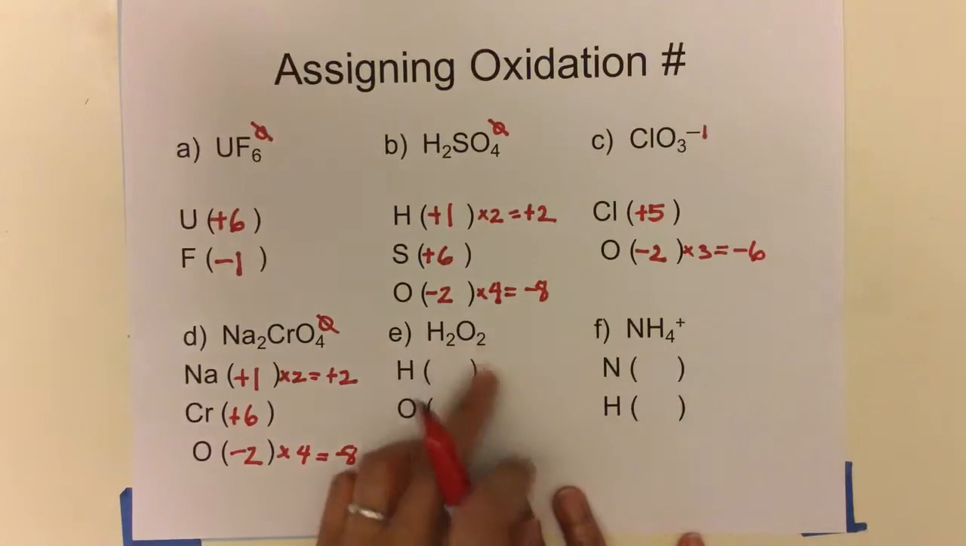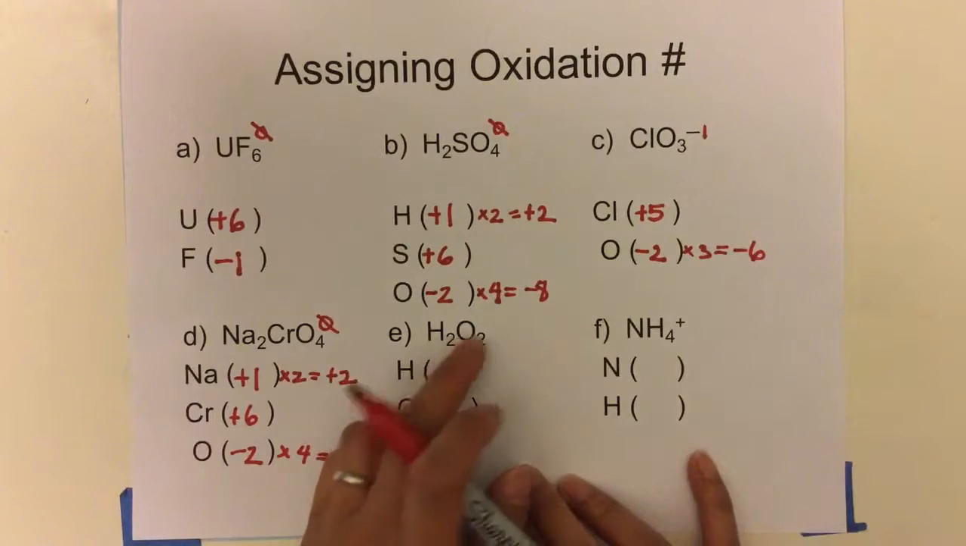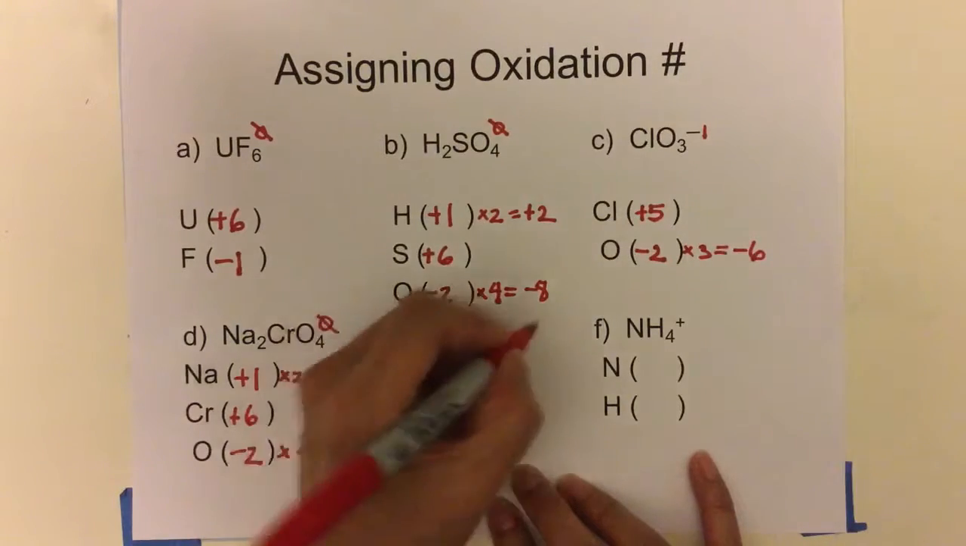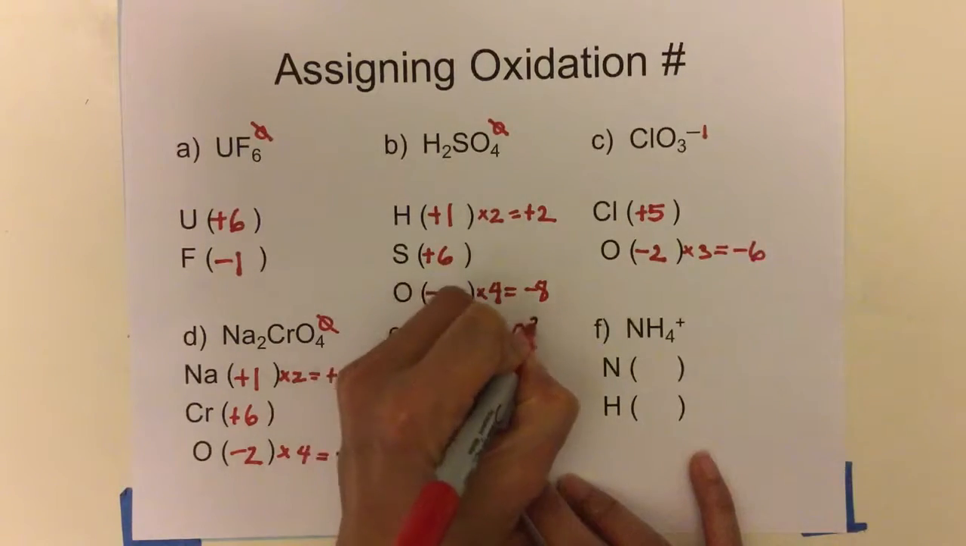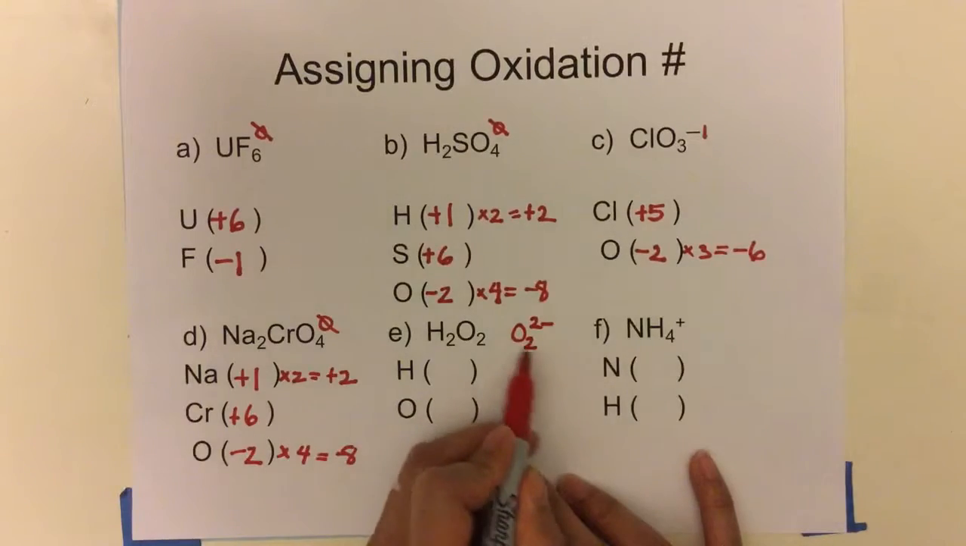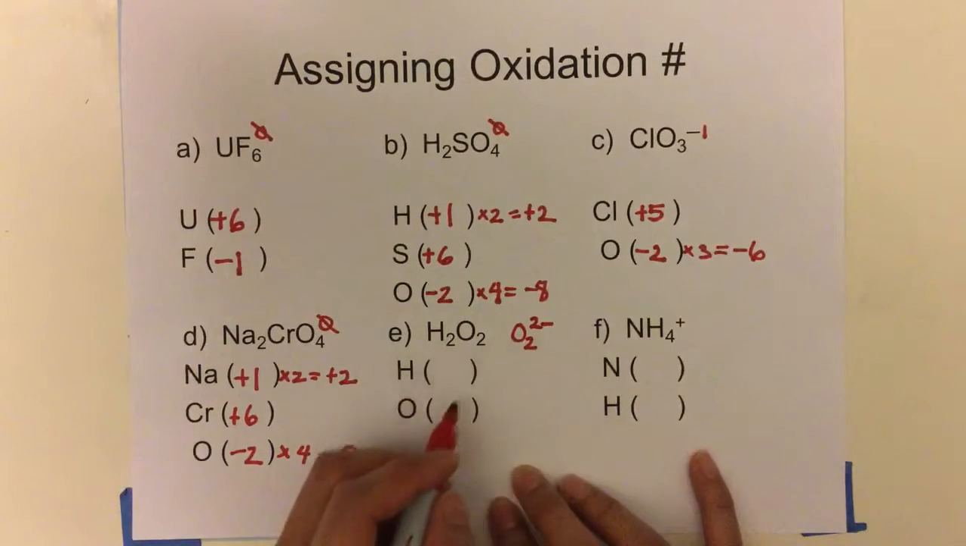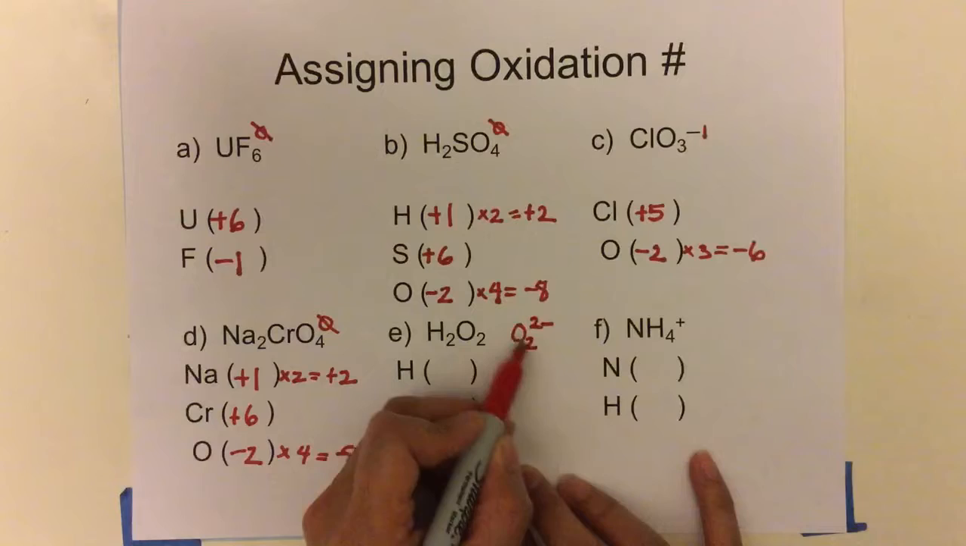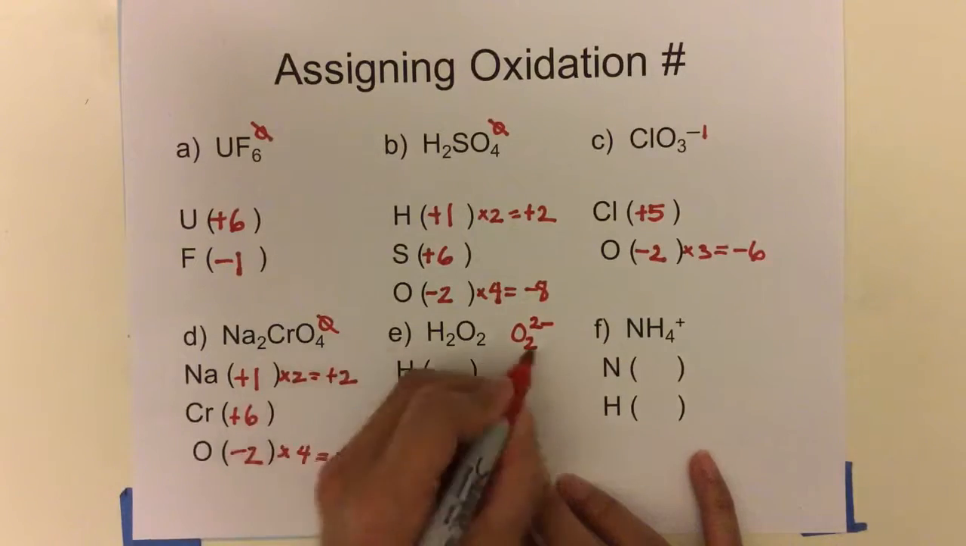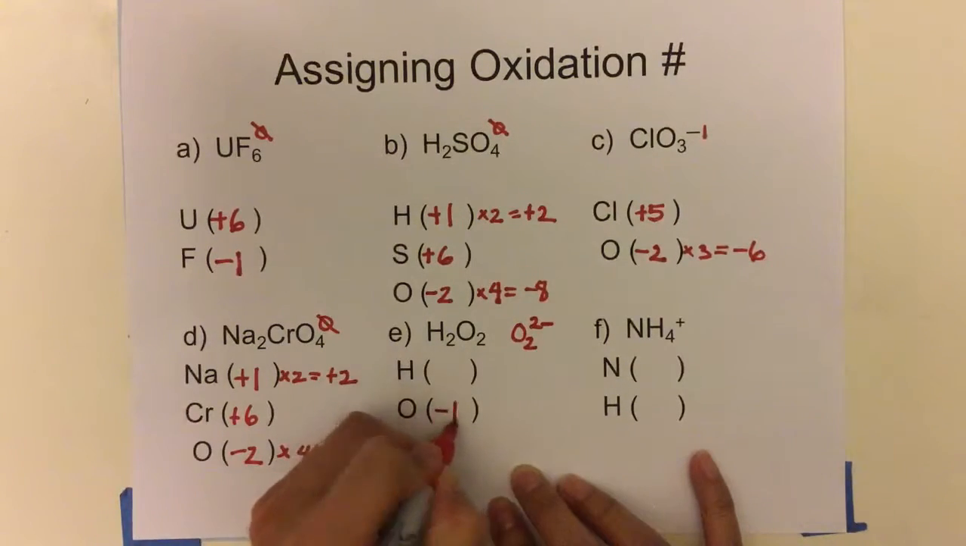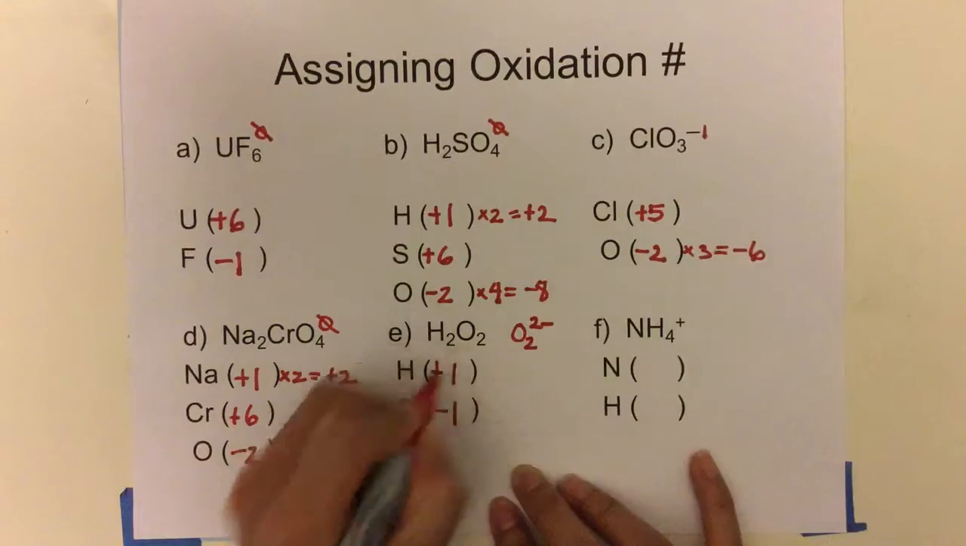Now, you got to be careful with this one. This is not your typical oxygen. This is actually called peroxide. Peroxide looks like this. What must each oxygen be in order for the 2 of them to have a -2 charge? It must be -1 each. And hydrogen here is +1.